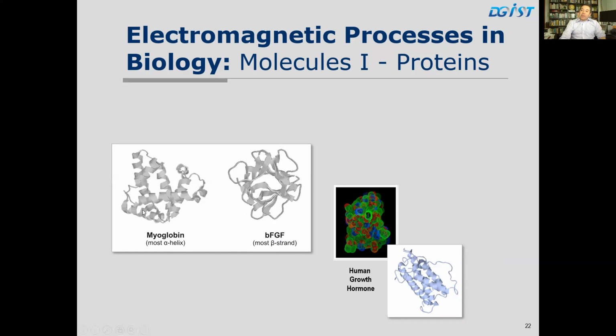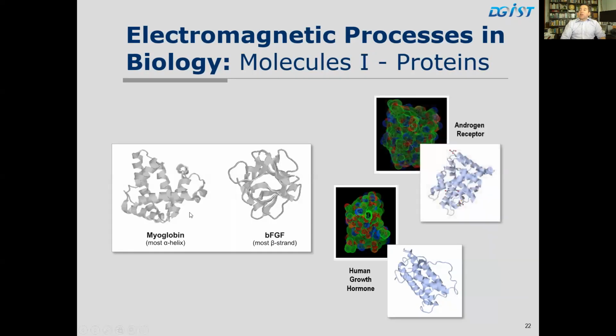These are chains of amino acids, and this is mostly alpha helix. We'll talk about that in more detail. This is mostly beta strand. Here's another example of a van der Waals surface or atomic representation of human growth hormone, mostly alpha helix in this ribbon diagram, and the androgen receptor in this second example.